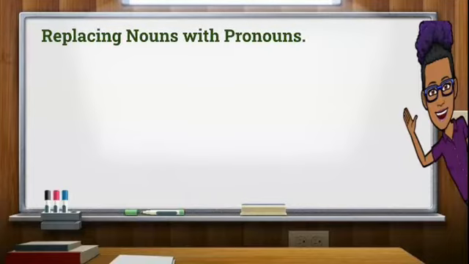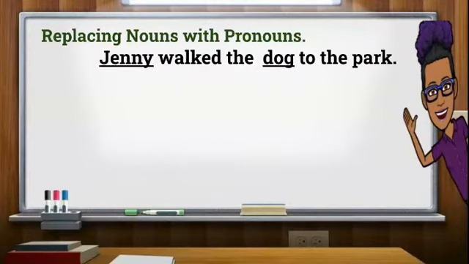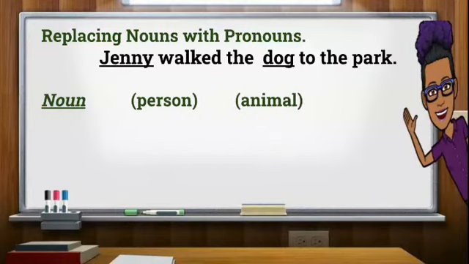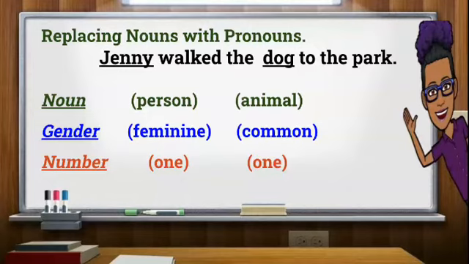Now we're going to look at an example where we replace nouns with pronouns using our sentence, Jenny walked the dog to the park. So we're going to gather some information to get the personal pronouns that should be used. With the nouns, we have a person, we have an animal; gender, we have feminine and also common; and number, we have one of each. So Jenny: person, feminine, and one. Dog: an animal, common gender, and means one dog.